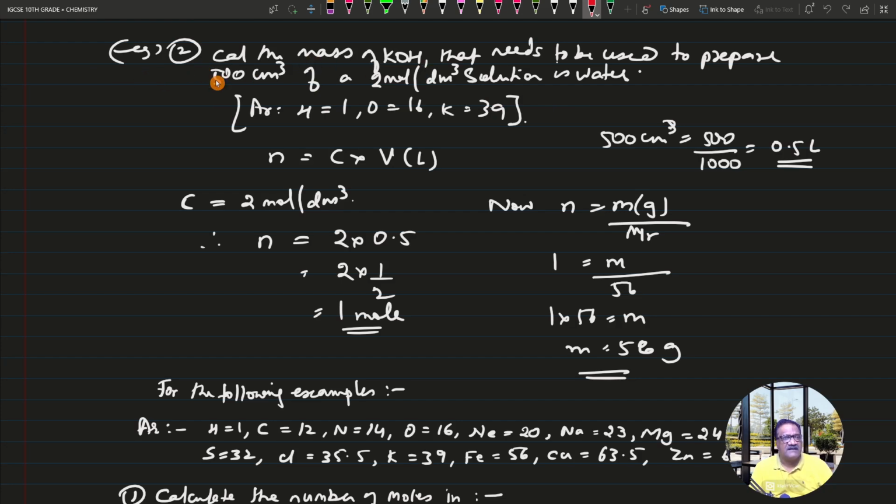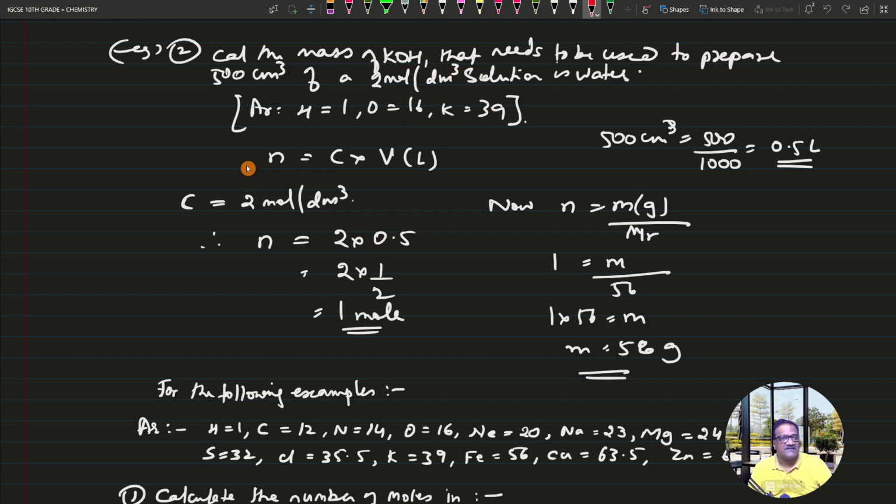over here. Now, this is: calculate the mass of KOH, that is potassium hydroxide, that needs to be used to prepare 500 centimeter cube of a 2 mole per decimeter cube solution in water. And AR is given for hydrogen 1, oxygen 16, and for potassium 39. Okay. So let us see how to solve this problem. Calculate the mass of KOH. So they have asked you to find out the mass of KOH. Okay, so first we'll try to find out the mole of KOH.